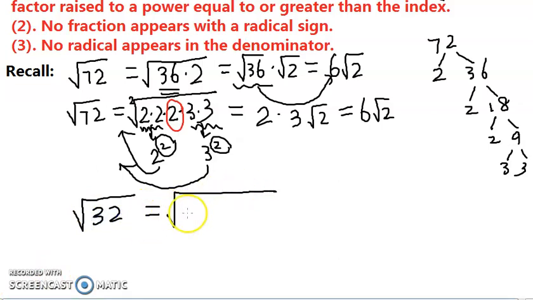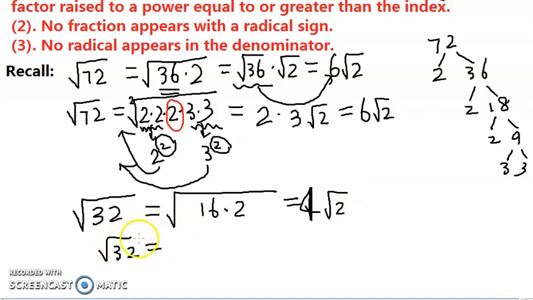So the quick way, of course, is if you can see 32 actually is 16 times 2, and 16 is a perfect square, which is 4 squared. And then there's a 2, which stays within the radical side. That's the quick way. But if you don't know this quick way, we will have to factor 32.